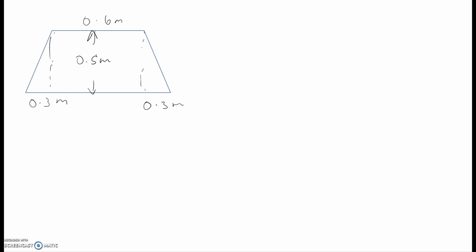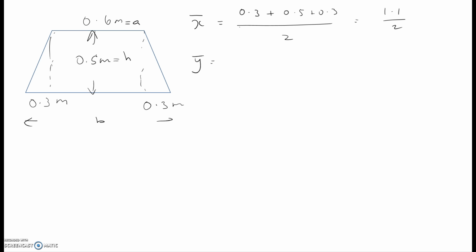Now this one is a trapezium, and if I call that A and I call that entire distance B and I call this height H. Now X bar is going to be halfway along B. So half of B would be 0.3 plus 0.5 plus 0.3 over 2, which gives us 1.1 over 2. That'll do fine for the moment. Now the Y bar is going to be something that we have to find.